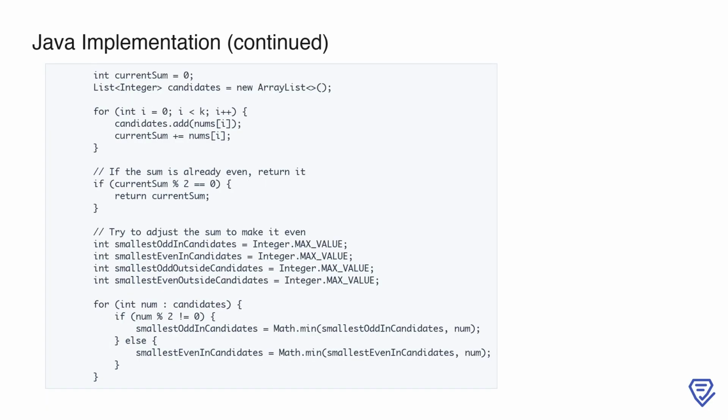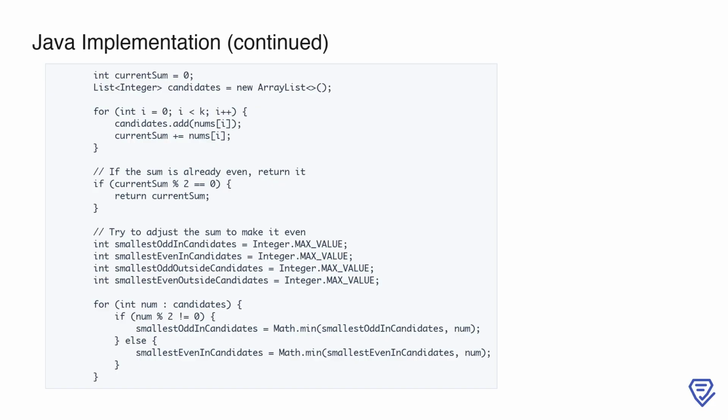We initialize the variable current sum to keep track of the total sum of our selected candidates and use a list named candidates to store these elements. A loop runs k times to pick the first k largest numbers from the sorted array, adding each number to both the candidates list and the current sum. Once we have our initial subsequence, we check if the sum is already even. If it is, we directly return current sum since our goal is met.